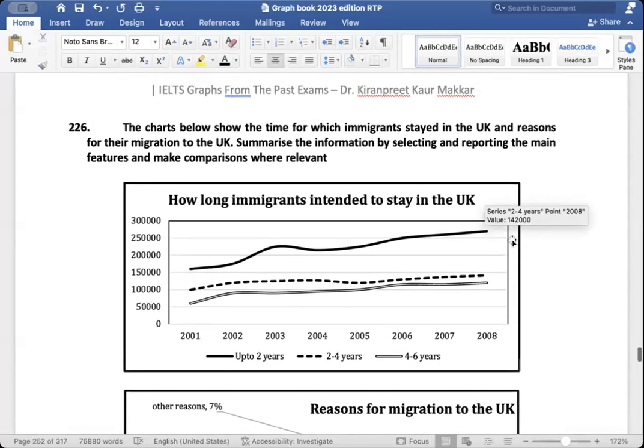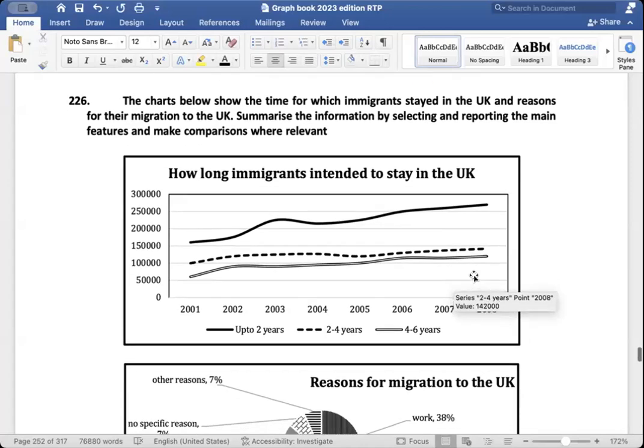Now, what have I done here? I have given one sentence of all the three figures in the initial year. And then in the second sentence, I have written the figures for 2008, because there is not much to write in between. Is it clear? So I've just condensed the whole line graph in 2 sentences.